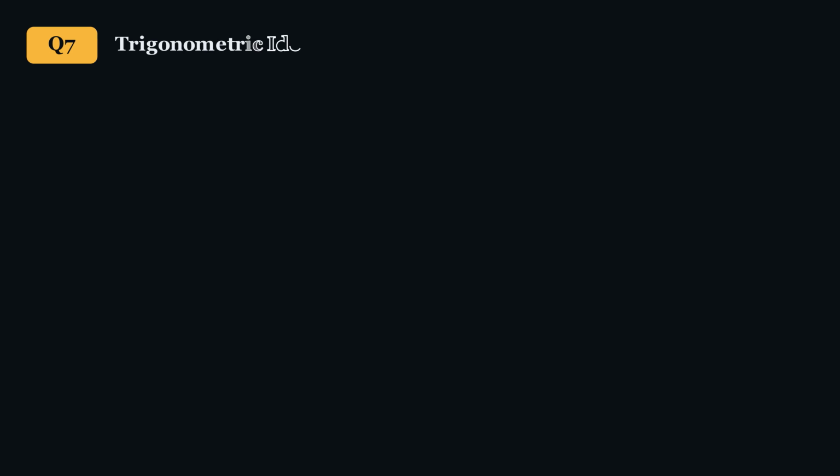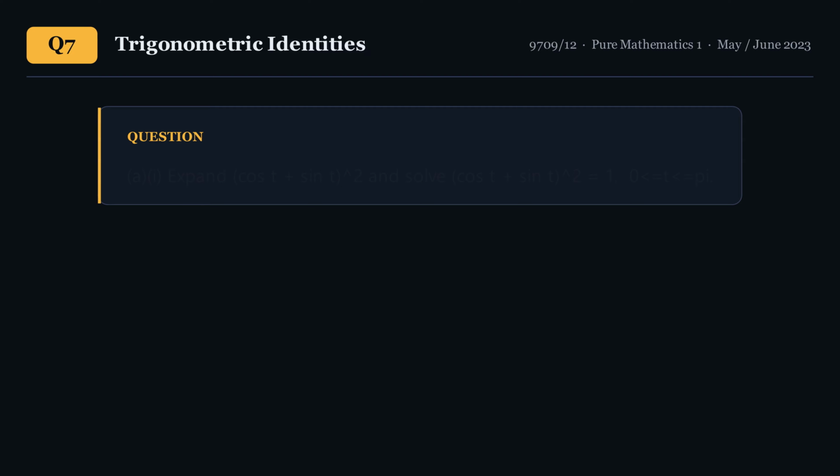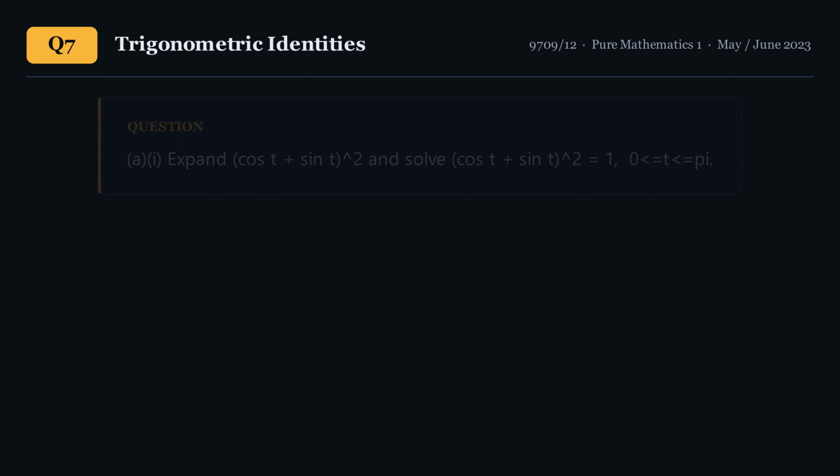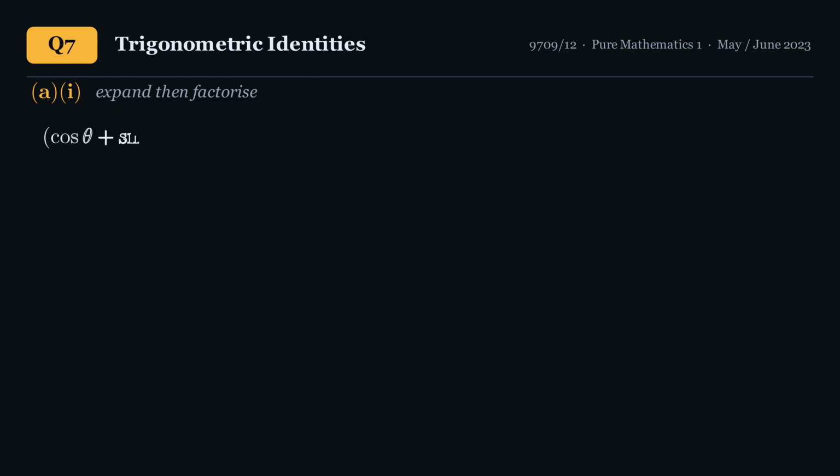Trigonometric identities. Pure Mathematics 1, May-June 2023. Part 1. Expand cosine t plus sine t squared, and solve cosine t plus sine t squared equals 1, for t between 0 and pi. Now let's work through the solution step by step. Expand the square, then use a trig identity. Expand, 1 plus 2 sine t cosine t equals 1. So sine t cosine t equals 0.